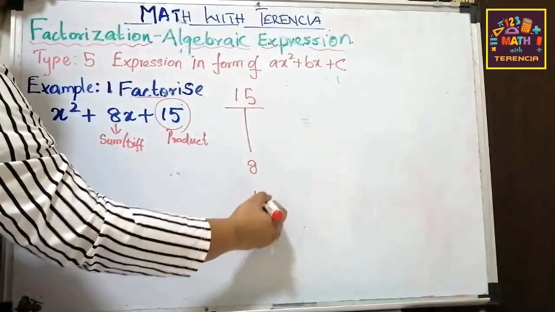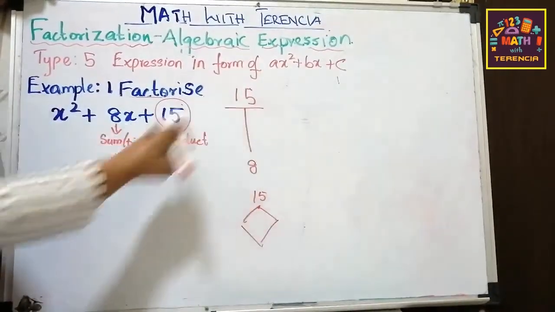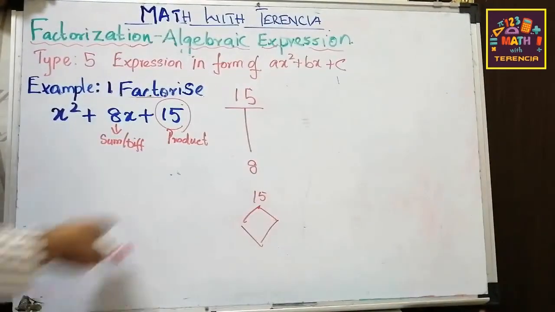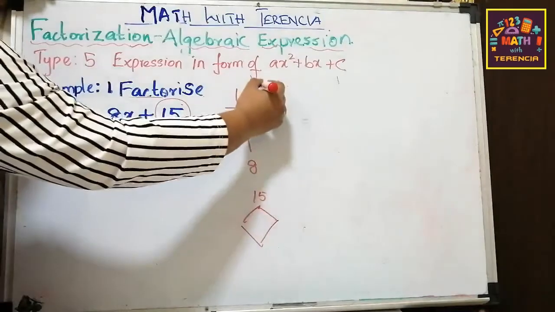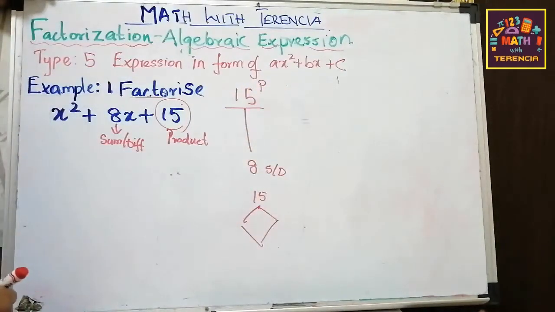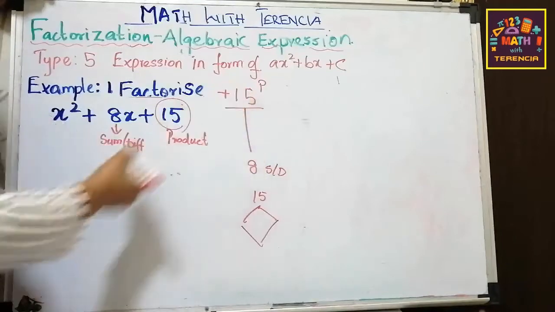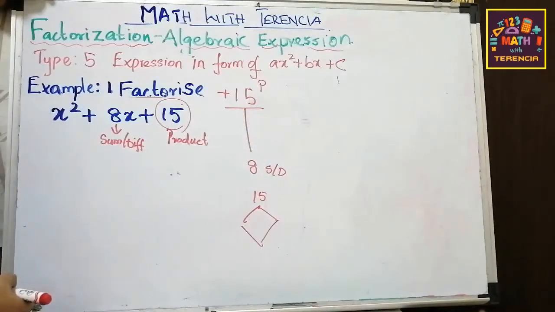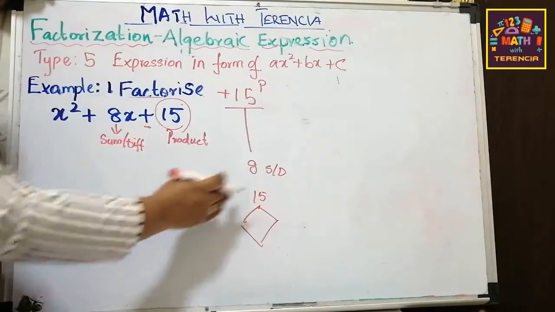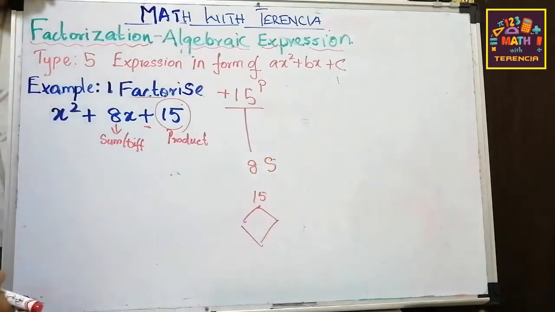Some teachers will be using this. You can use any method, but I would prefer the T method. This is the T method: product on the top, sum or difference on the bottom. Now if the number on the top is positive, you should find only the sum here. It is not the difference here. It should be the sum.